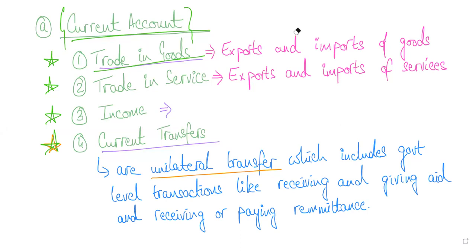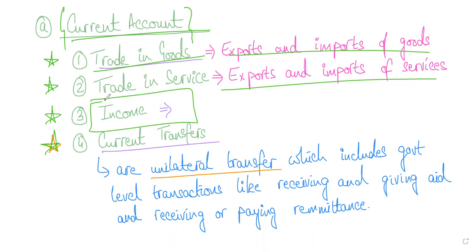Easy? Okay. Now students, trade in goods, you record just the exports and imports of goods. Trade in services, exports and imports of services. Income we have already talked about. Income records the income that Pakistani nationals are earning on foreign held assets. That will be an inflow because money is coming in our country, and any income that foreigners earn on our local held assets, that will be a debit entry, cash outflow, because money is going out of the country.